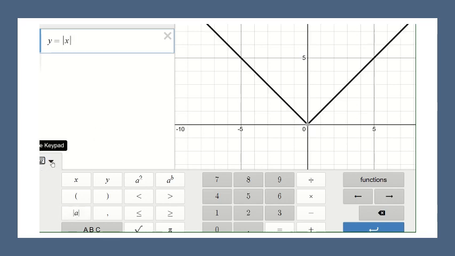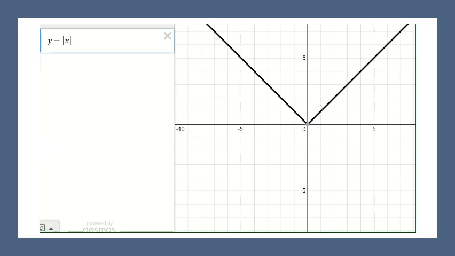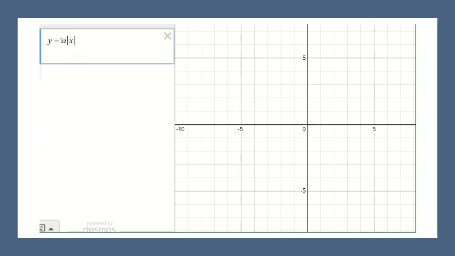Okay, so notice now it looks like a V. So on the right side here, from 0 up, we have the exact same line that was y equals x before, but now the left side has been flipped up. Instead of negative 1, we have negative 1, positive 1 now.